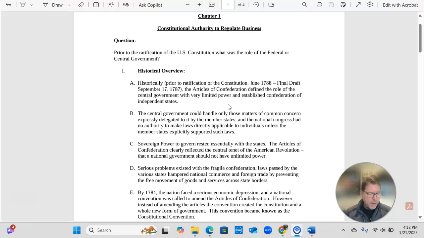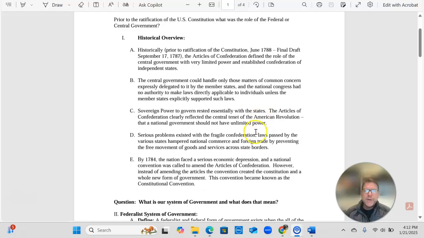Now, what controlled from the middle part of the American Revolutionary War until 1787 was something called the Articles of Confederation, which defined the central government's very limited role and established a confederation of independent states. At that time, the central government could only handle matters of common concern, which were expressly delegated to it by member states. So they really tried to say, no, you're a limited government. We don't want an all-powerful government.